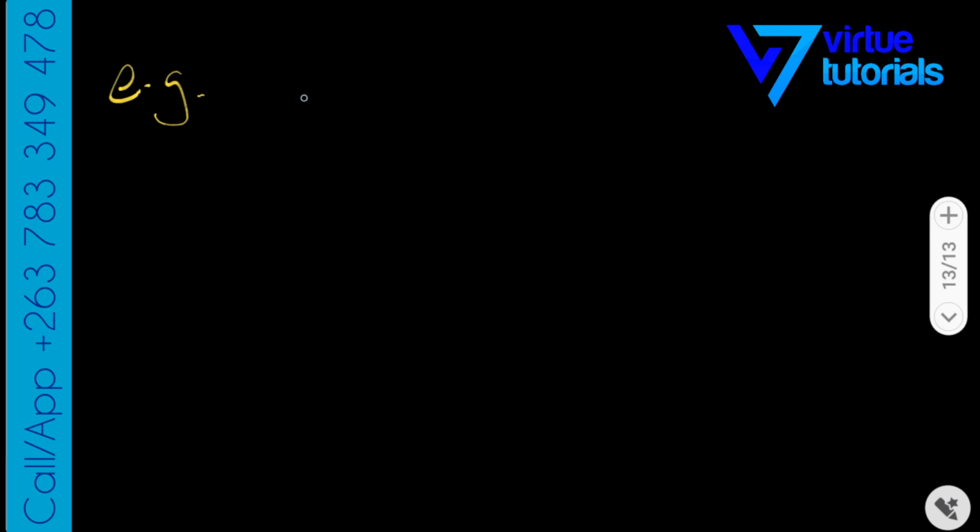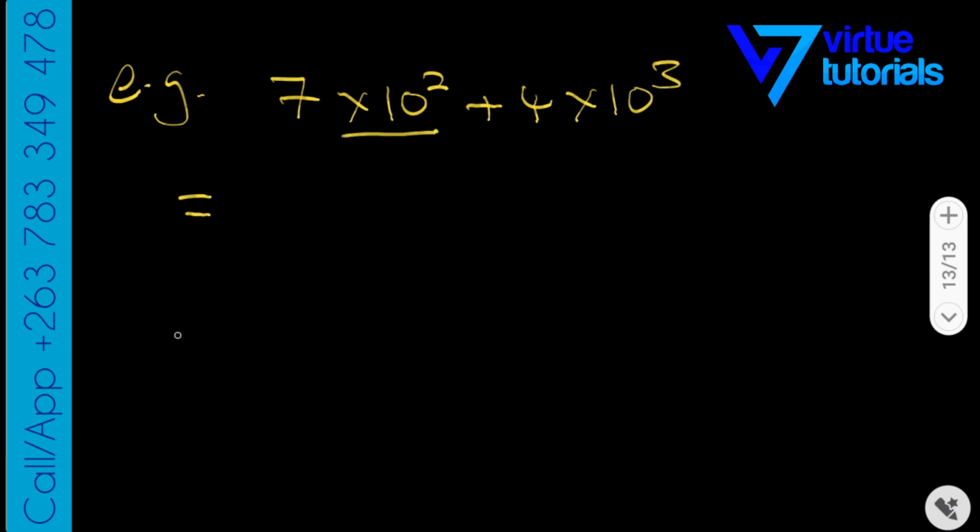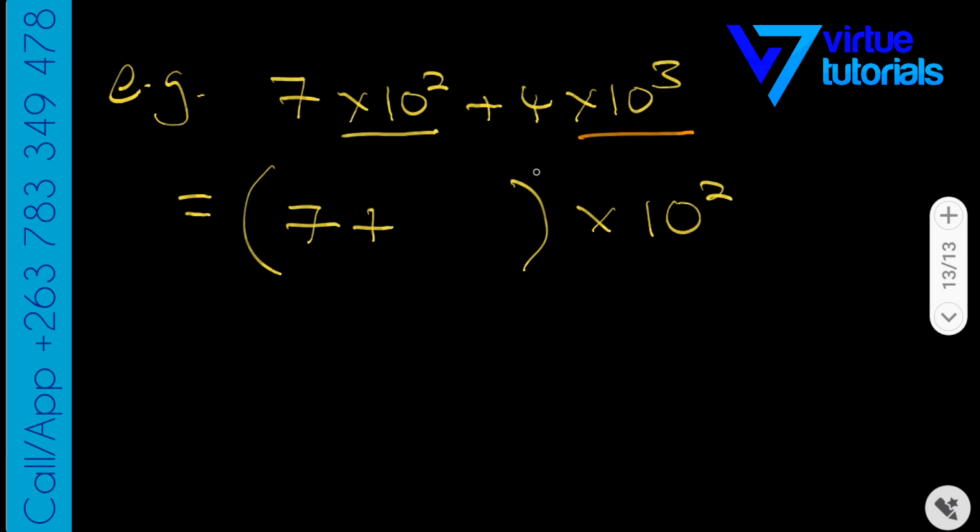So for example now, if I have 7 times 10 to the power 2 plus 4 times 10 to the power 3, now I have a 10 to the power 2 which is not the same as the 10 to the power 3. So what do I do? I take the smaller one. There's 2, there's 3. What's smaller there? 2. That's what I factor out. I factor out times 10 to the power 2. So 7 was 7 times 10 to the power 2. Since there's already a 10 to the power 2 there, I'll just write a simple 7. But 4 was 4 times 10 to the power 3.